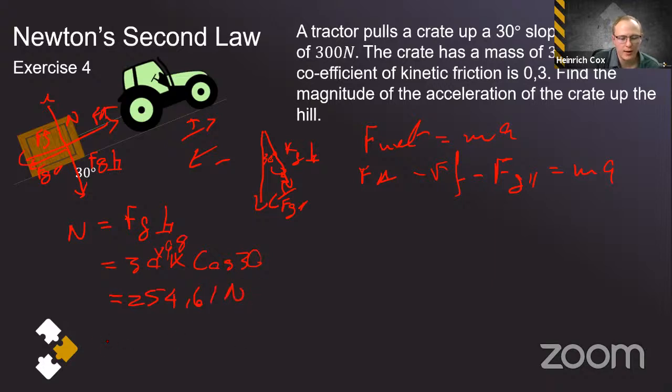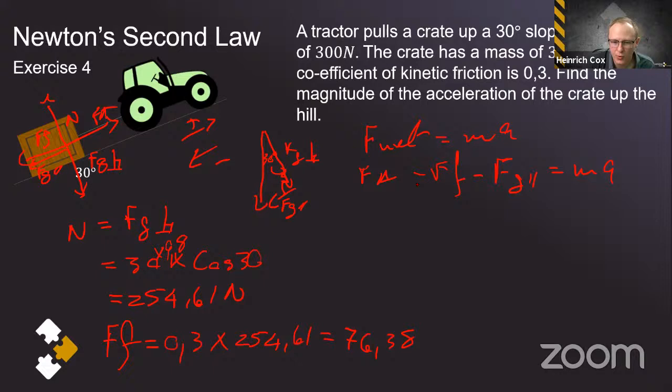newtons, okay? And that then means that the frictional force is going to be the mu k, 0.3, times this 254.61. So that times 0.3 gives us an answer of 76.38.